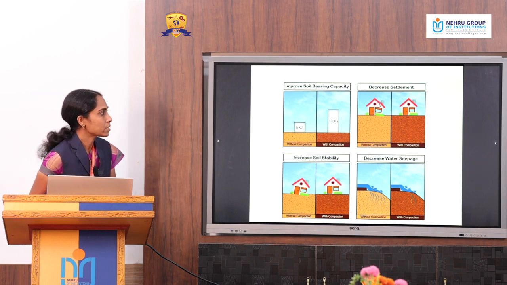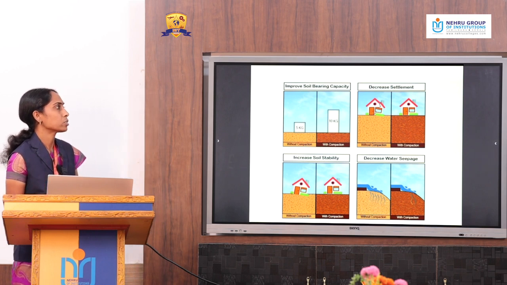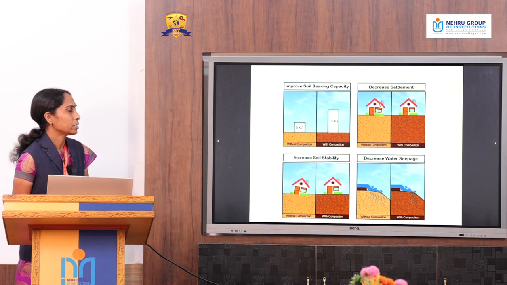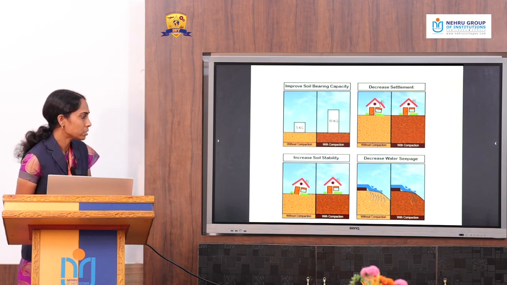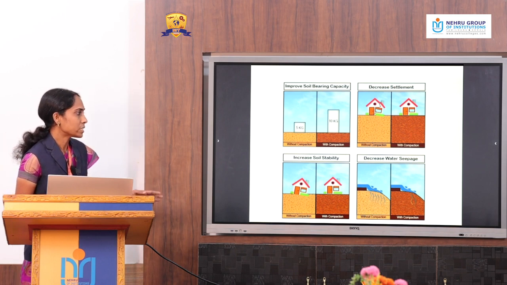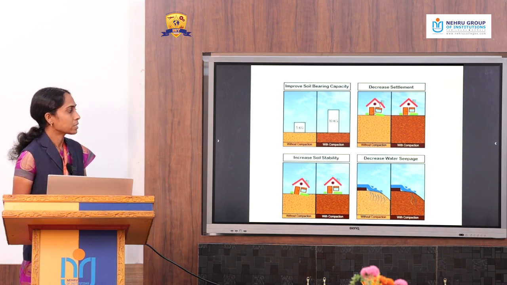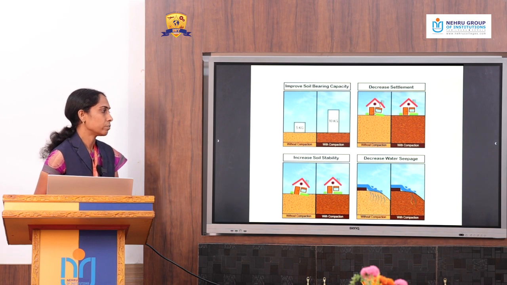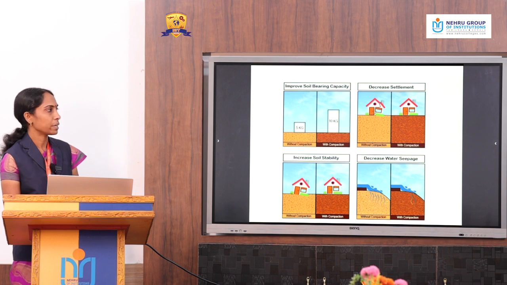And the next one, it decreases the settlement. We have different types of settlement: differential settlement, total settlement, isolated settlement and so on. After compaction the settlement can be minimized, and the soil stability will increase, and there is a decrease in water seepage, that is the permeability. The permeability of the soil decreases after compaction. When the permeability of the soil is decreased, ultimately we can reach a higher bearing capacity.